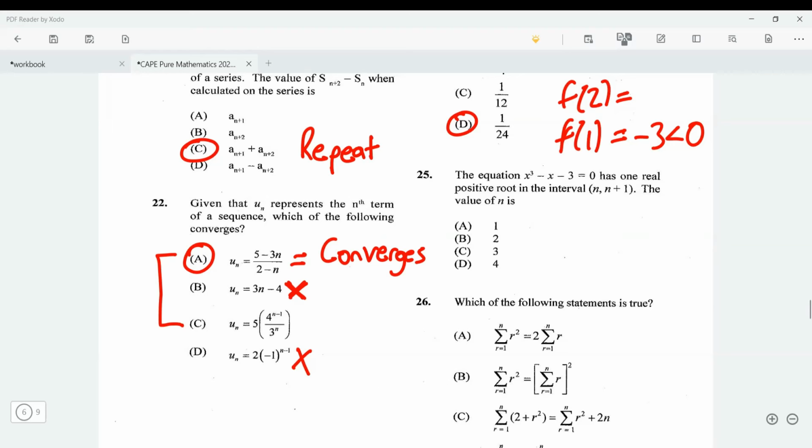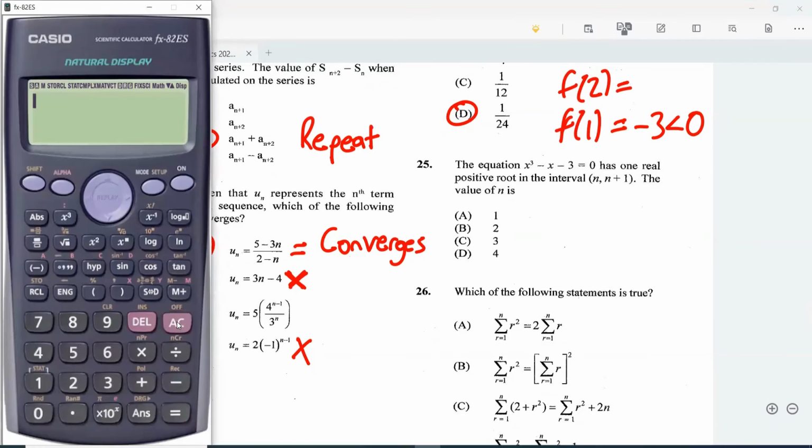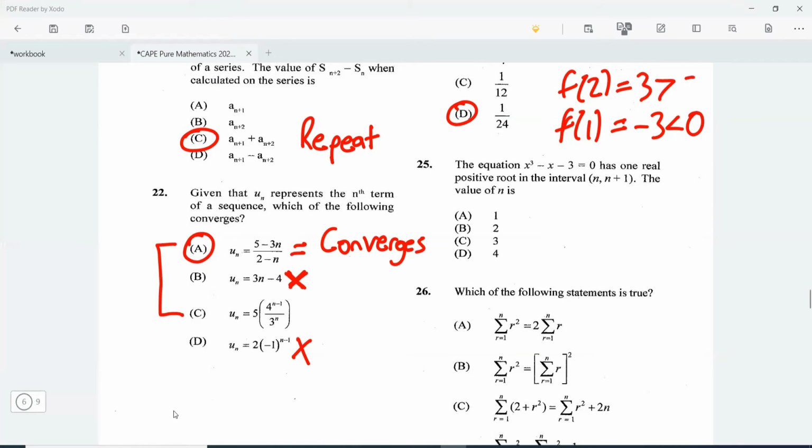That is too difficult for me to cube. I know it's just the number 2, but nope. Doing that in the calculator. 2 cubed minus 2 minus 3. That's 3. This is positive 3. Now look at that. That is greater than 0. So the root lies on 1, 2. So n has to be 1. All right. Since the root lies on 1, 2, the n value has to be 1. So that was fairly simple.